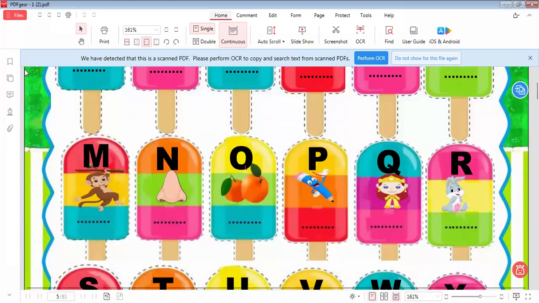Capital M and small m, here is capital M and here is small m. Capital N and small n. Capital O and small o, capital B and small b, capital Q and small q, capital R and small r.